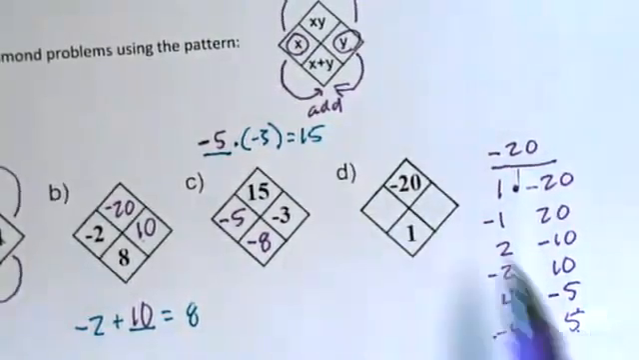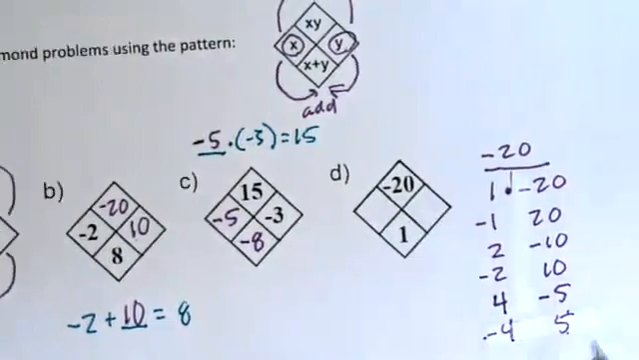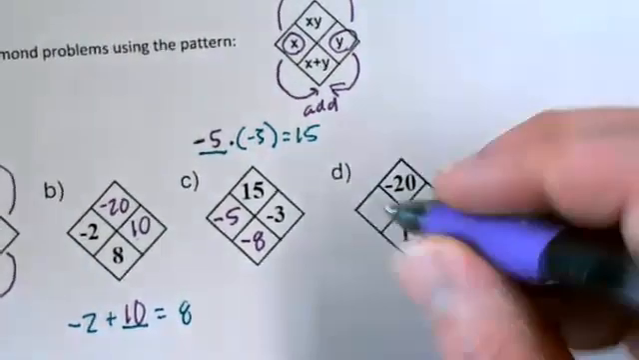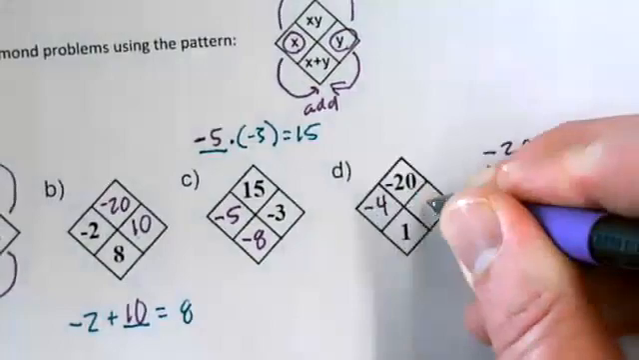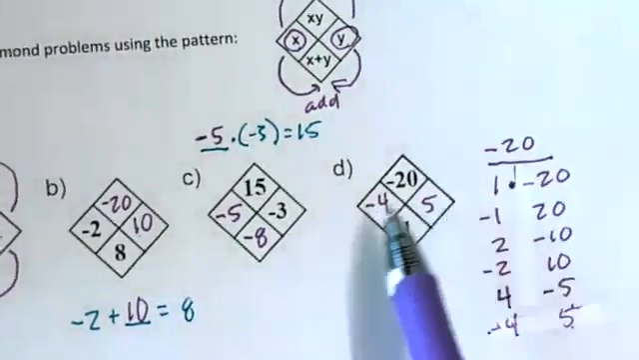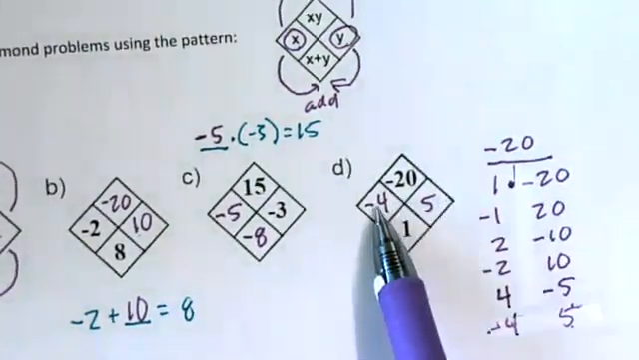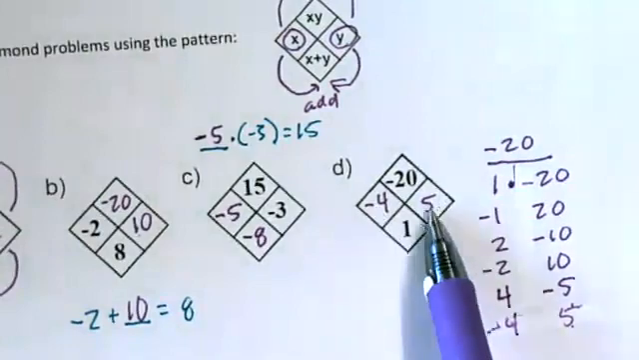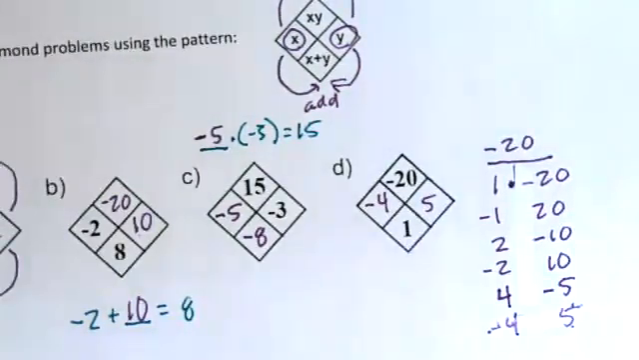-4 times 5 is -20. -4 plus 5 is +1. So my two answers are -4 and 5. And by the way, if you had reversed those and put the 5 here and the -4 here, that would be okay. So when you're coming up with the two side numbers, it doesn't really matter which one goes in the left and which one goes in the right.